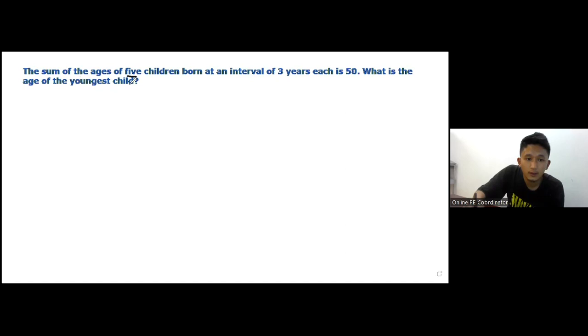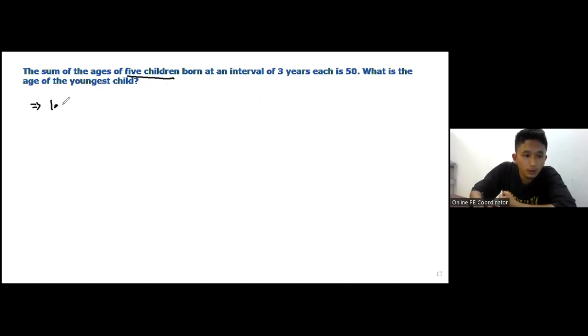There are 5 children, and the sum of their ages gives us 50. They were born at an interval of 3 years each, so the other ages differ by 3 years. So we have to assign the youngest child's age as x.